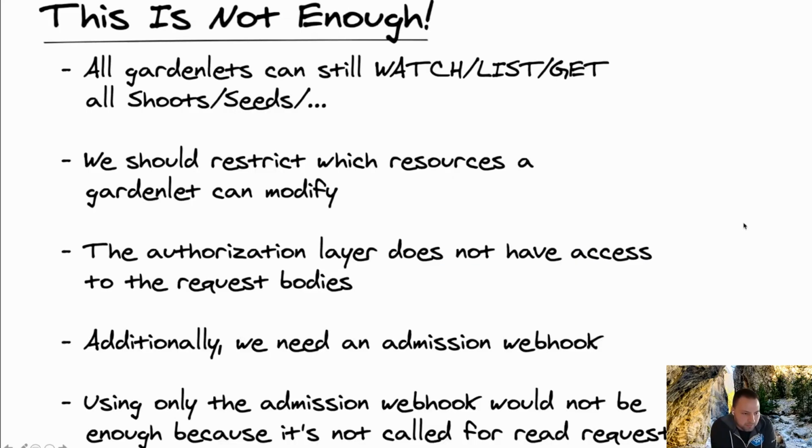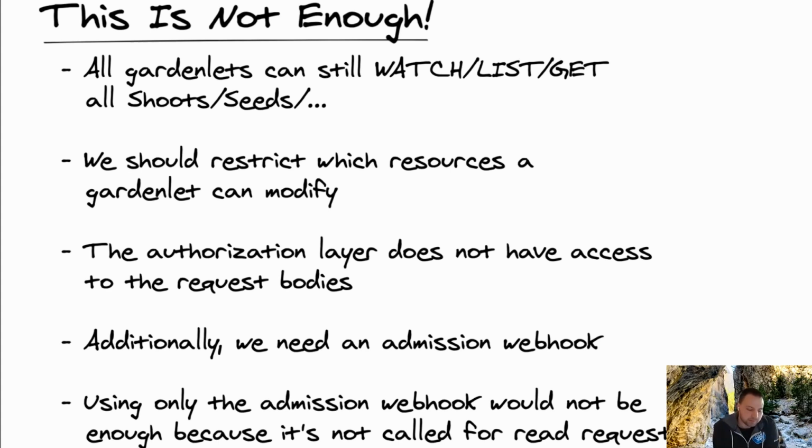So the next slide is about the fact that it is not good enough to just have this authorization handler, because the gardenlets can still watch and list all the shoots and all the seeds of the entire garden cluster. So if I am an AWS gardenlet, for example, I would still be allowed to see shoots related to Azure or GCP. And this is due to a restriction in this authorization API, more or less, inside Kubernetes, I would say. This is also how it's done in Kubernetes itself.